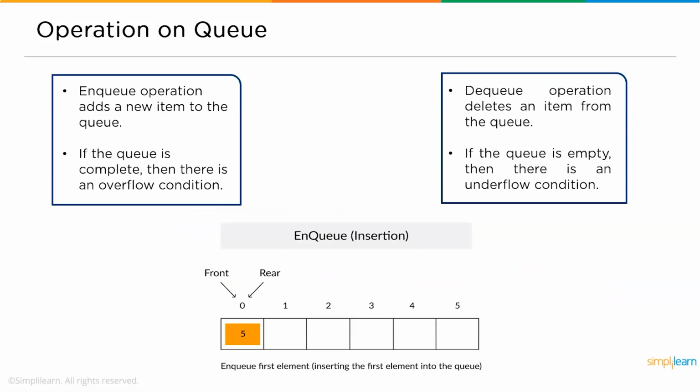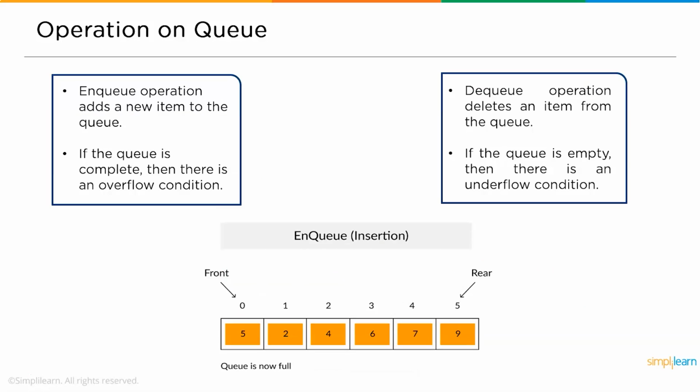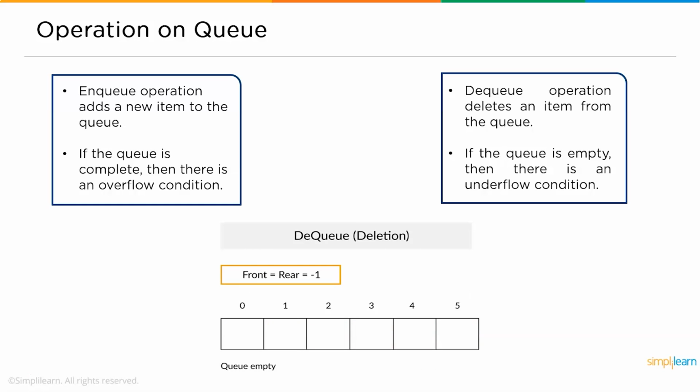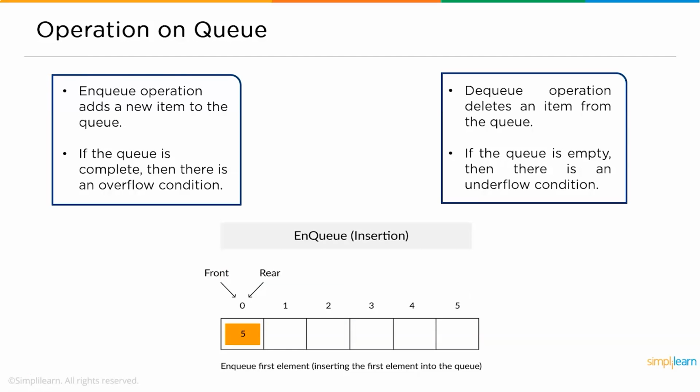The operations on queue are enqueue operation that adds a new item to the queue. If the queue is complete, then there is an overflow condition. Dequeue operation is the operation which deletes an item from the queue, and if the queue is empty, then there is an underflow condition thrown as an exception.